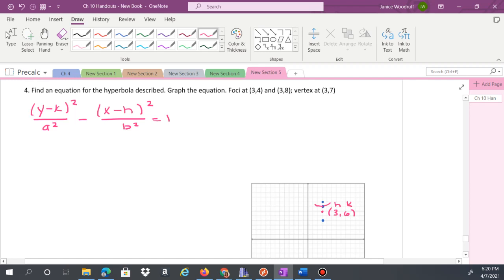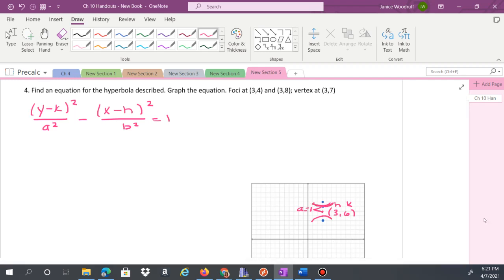This vertex here is going to tell you your a value because the distance from the center to your vertex is 1, that's your a. So this is 1, which equals your a. Okay, so if that is the distance of 1, then you're going to have another vertex right here, and that's going to look like this. So we're opening towards both of these foci. Now the other thing we know is we know where the foci are.